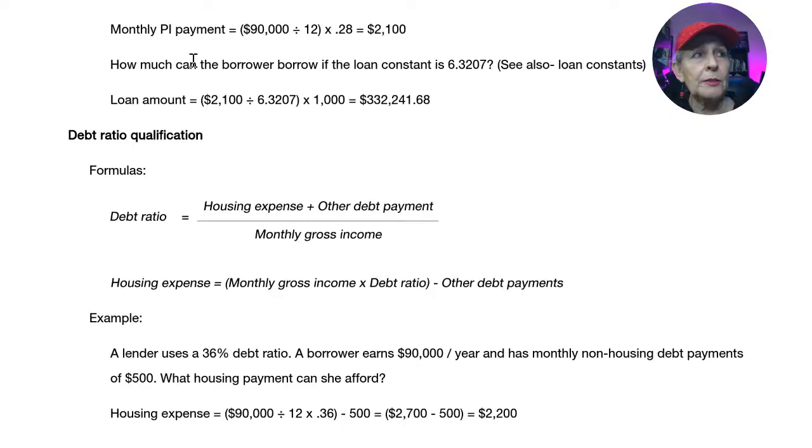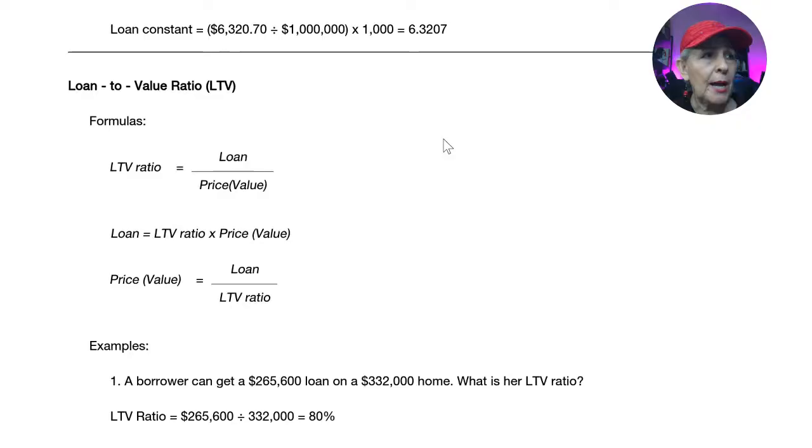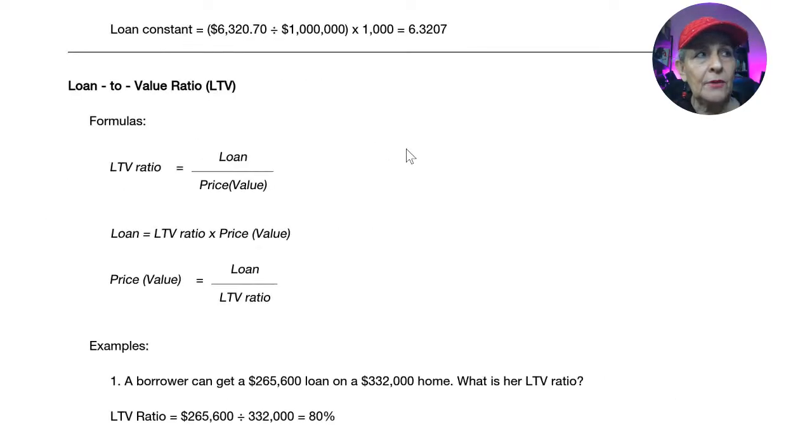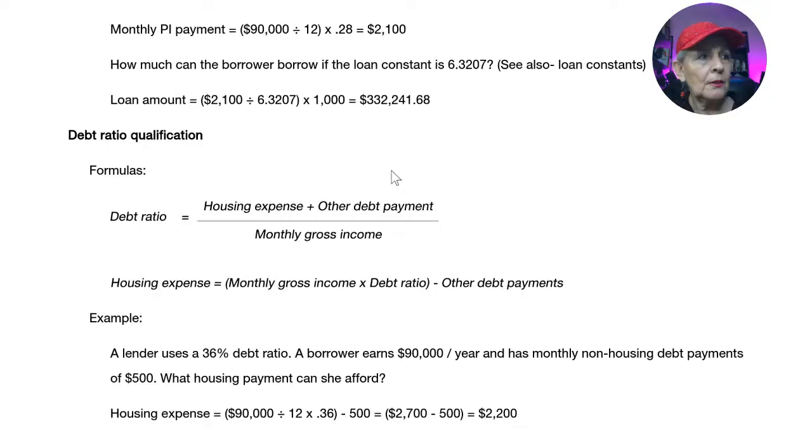That's principal and interest. How much can the borrower borrow if the loan constant is 6.3207? See also loan constants. So we're going back to the loan constant here, and the 1,000 stays the same, but the loan constant changes. So monthly payment equals loan amount times the loan constant over 1,000, and they gave us the loan constant, 6.3207.